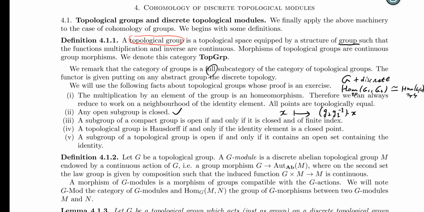In the other direction, you start with a closed subgroup. The problem is it is the complement of a union of closed sets. A union of closed sets is not closed unless it is a finite union. So you start with a closed subgroup, and to get an open subgroup, it must have finite index. The third one: a subgroup of a compact group is open if and only if it is closed and of finite index.